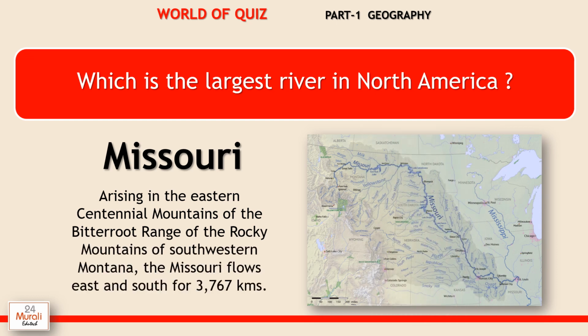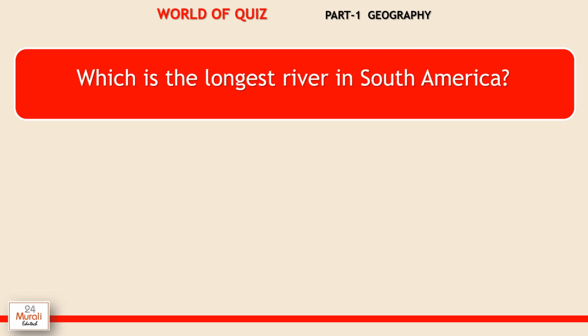Missouri. Arising in the eastern Centennial Mountains of the Bitterroot Range of the Rocky Mountains of southwestern Montana, the Missouri flows east and south for 3,767 kilometers. Which is the longest river in South America?